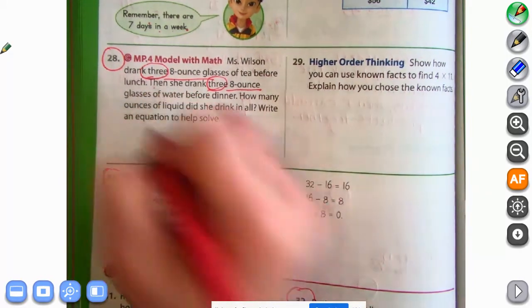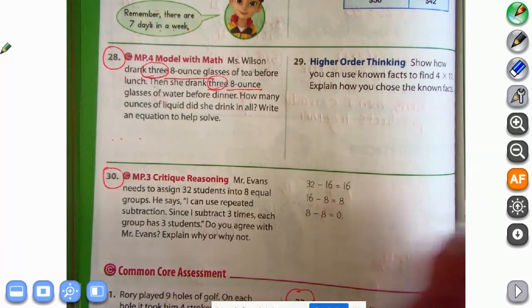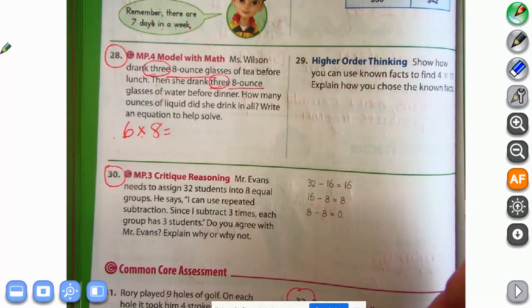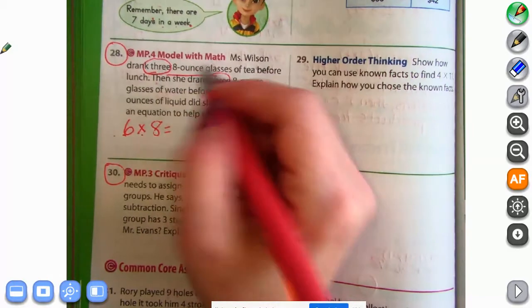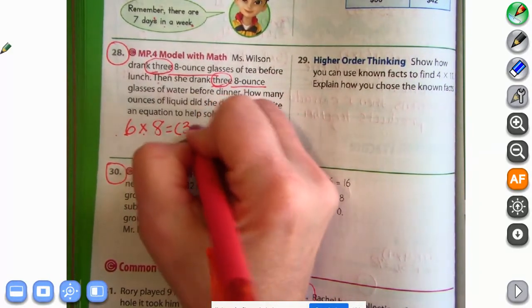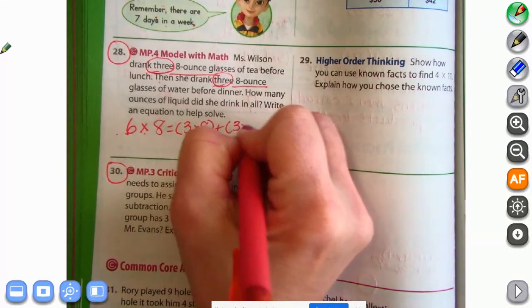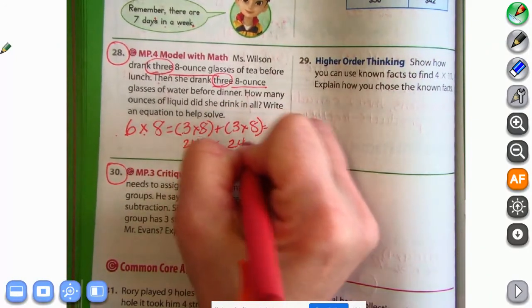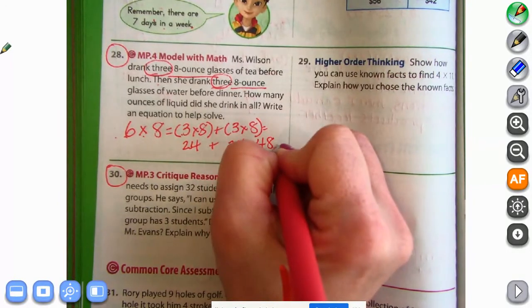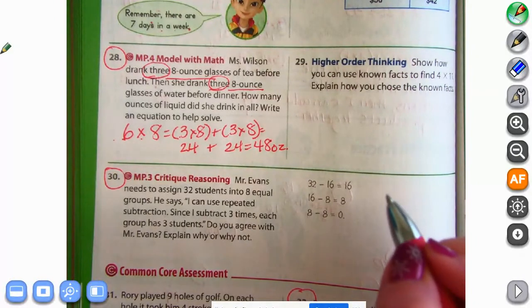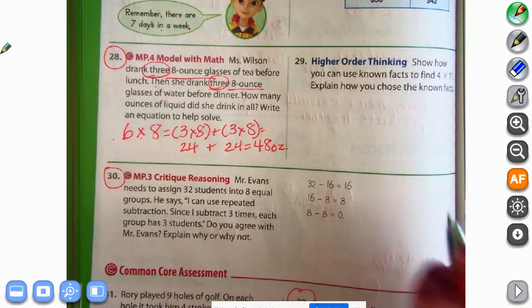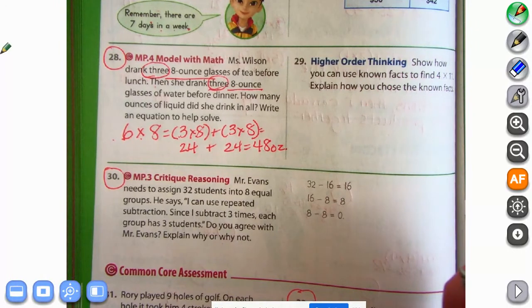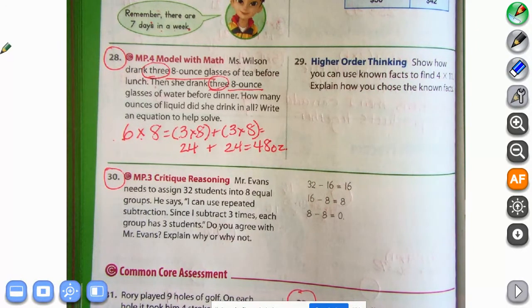So she has 3 cups before lunch and 3 cups before dinner. So we have a problem of 6 glasses of 8 ounces each. If we break it up into the lunch and the dinner, 3 times 8 plus 3 times 8. 3 times 8 is 24 plus 24, which equals 48 ounces. That's the abbreviation for ounces, OZ. Okay, push pause if you're still writing.